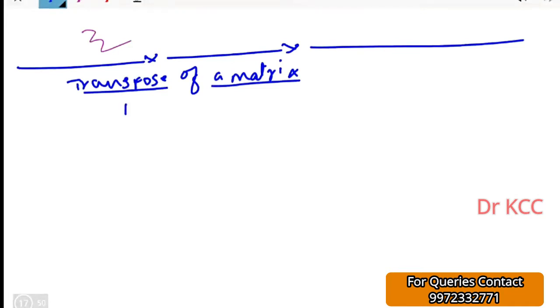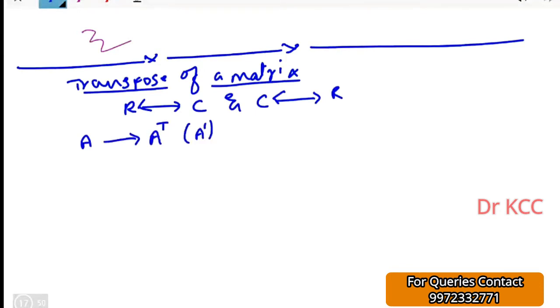Interchanging rows into columns and columns into rows is called the transpose of a matrix. The transpose of a matrix A is represented as A to the power of T or simply A dash. So transpose means changing rows to columns, columns to rows. For example, let matrix A be equal to 1, 2, 3.